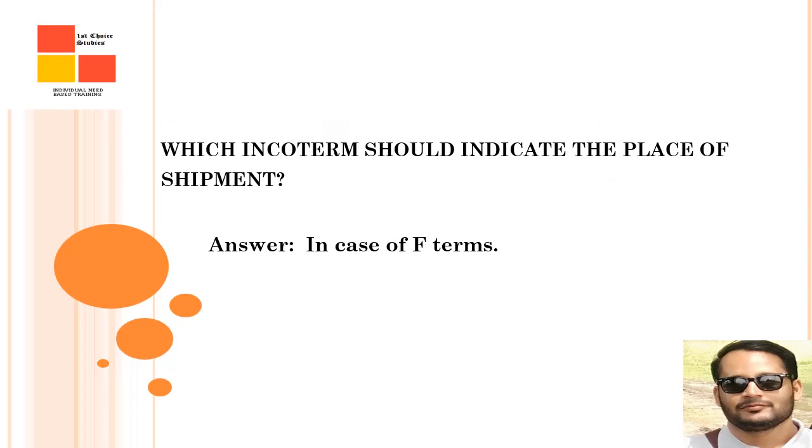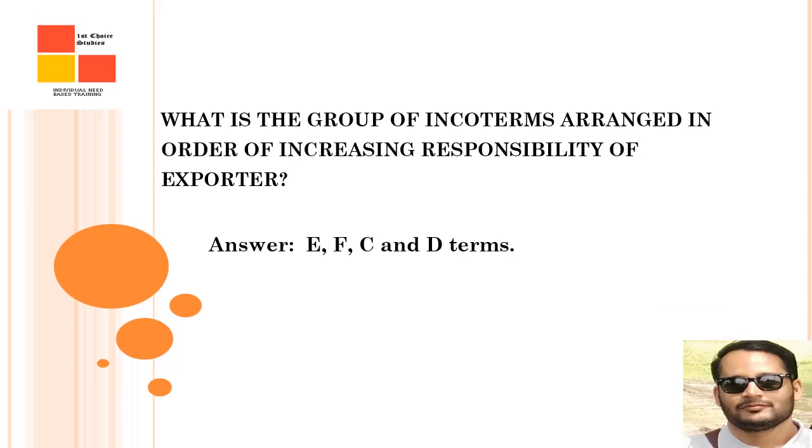Which Incoterm should indicate the place of shipment? Answer: in case of F terms. What is the group of Incoterms arranged in order of increasing responsibility of exporter? Answer: E, F, C, and D terms.